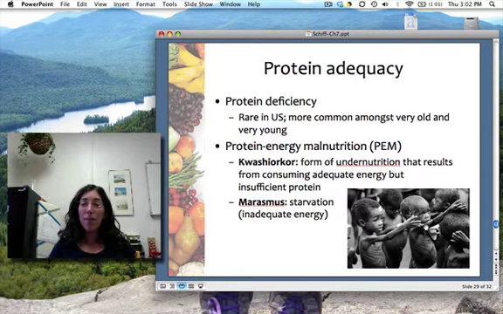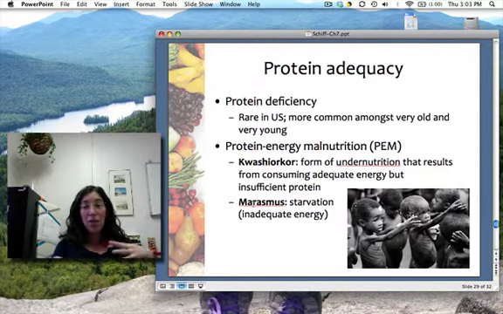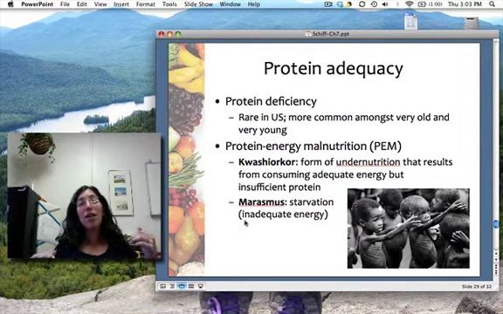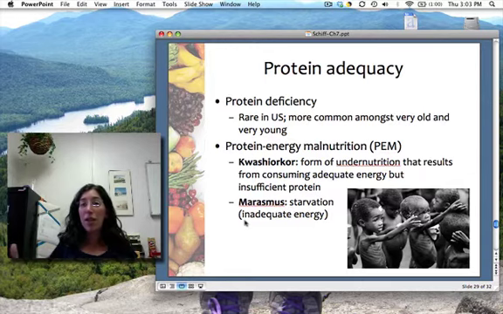So the bigger problem is worldwide with protein energy malnutrition disorders. So these are in third world countries where they're not only not getting enough protein, but a lot of times not getting enough food, period, not getting enough calories. So there's two different types of protein energy malnutrition that we're going to talk about, kwashiorkor and marasmus. So marasmus is actually the term for starvation, for not getting enough energy. So chronically starved, chronically energy deprived.